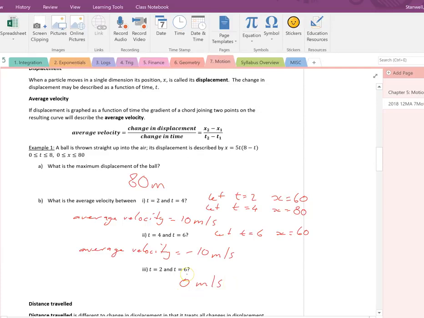Now, that's a little bit confusing, perhaps, that we know that my ball has moved quite a lot between t equals 2 and t equals 6. It has, in fact, travelled 20 metres up and another 20 metres down. It's moved 40 metres over the period of time, but its average velocity between those 2 points in time is 0 because it's back to where it was, right? Its displacement is the same at those 2 points in time. Rightio. So that's the first bit that we need to look at.